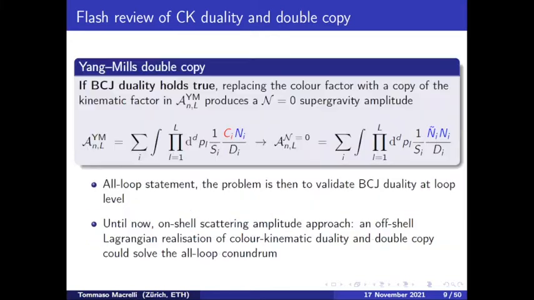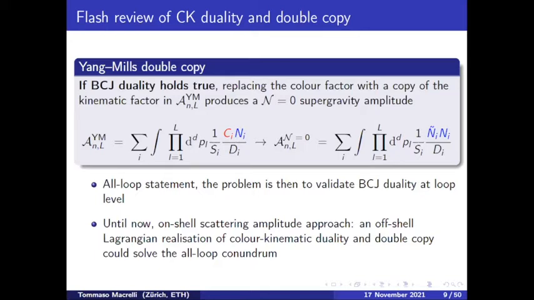And if color-kinematic duality holds true, then in the trivalent graphs reformulation of Yang-Mills theory, we can replace the color factor with a copy of the kinematic factor. We obtain a new expression, and the double copy prescription says that this expression is a legitimate gravity, or better, N equals 0 supergravity amplitude. N equals 0 supergravity is just Einstein-Hilbert gravity plus Kalb-Ramond theory plus dilaton. It's the universal NS-NS sector of closed string theories.